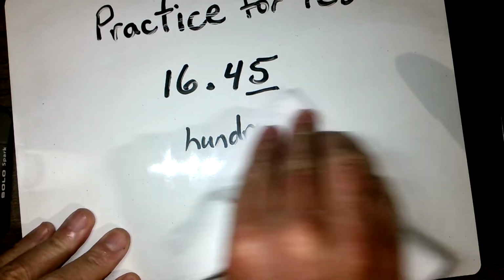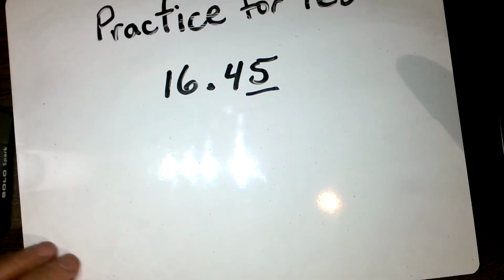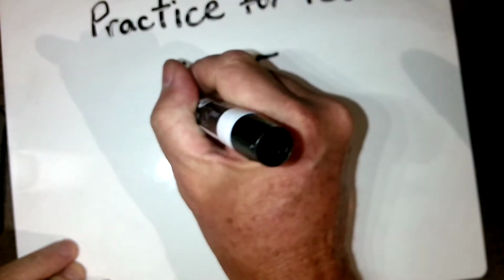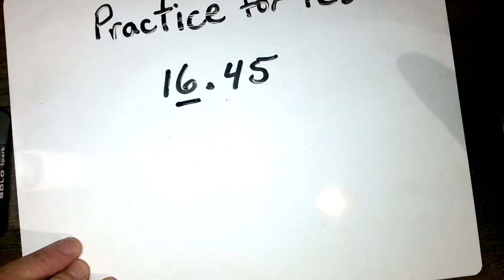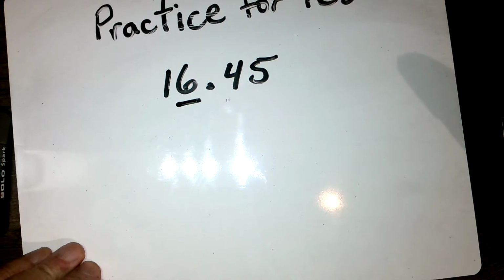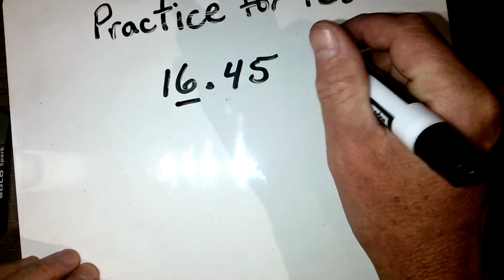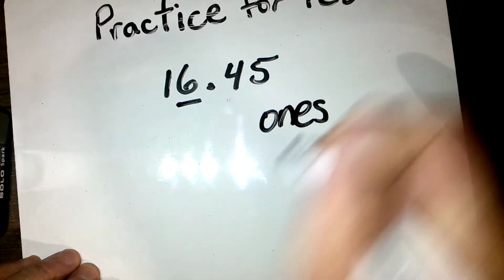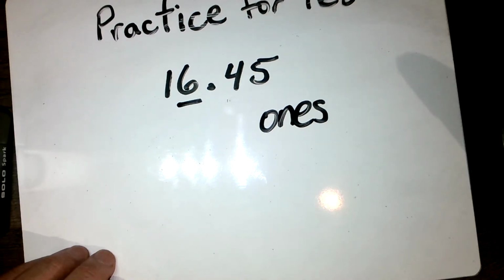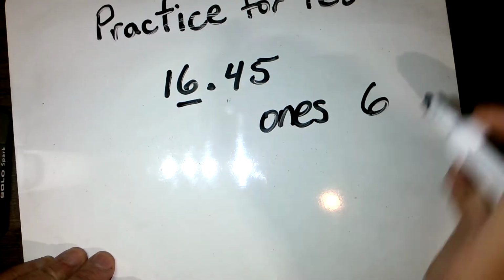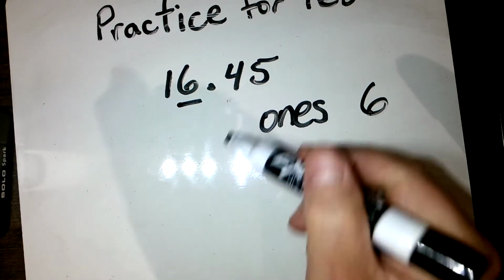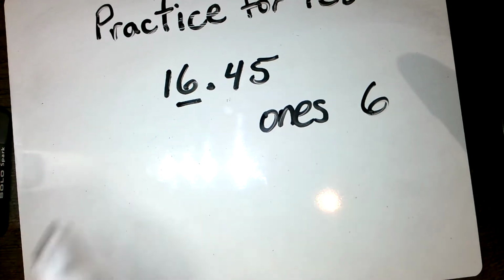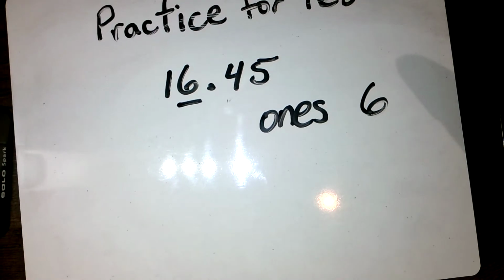Okay, let's move over to this side now and say what is the value and the place of the 6 digit. Okay, so obviously it's a 6 and it's in the ones place. It's on the left side of the decimal. And if you have 6 ones, that equals 6. Now because it's on this side of town, on this side of the decimal, it's not a fraction. It's going to be a whole number, so 6 ones.